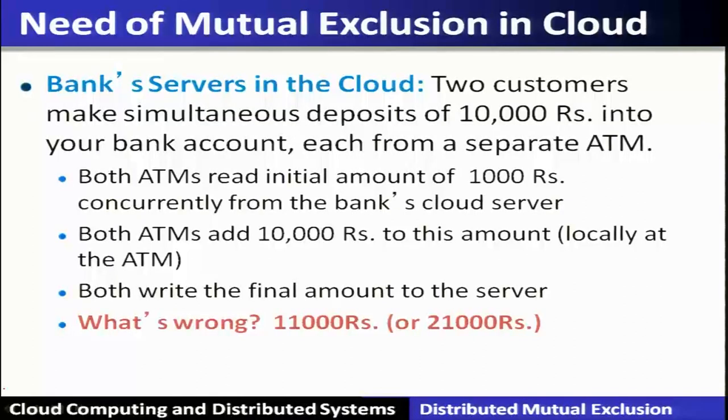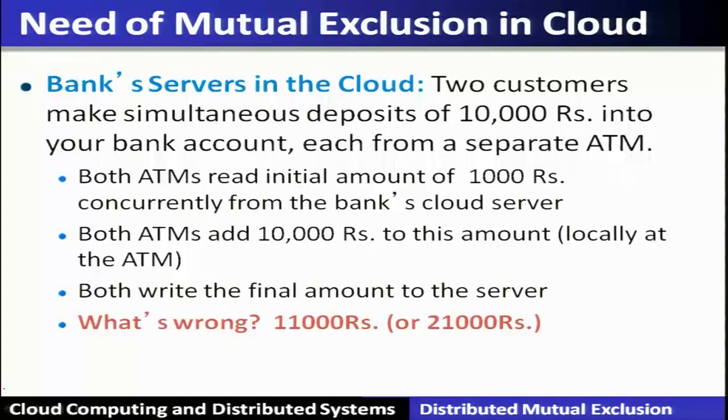The need of mutual exclusion in the cloud, let us see through an example, that is the bank server in the cloud. Let us consider two customers who make simultaneous deposits of 10,000 rupees into your bank account, each from separate ATMs. Both ATMs read the initial value of the amount, let us say 1,000, concurrently from the bank's cloud server. So both customers will now read the value 1,000. Second step, both ATMs will add 10,000 to this amount locally, and then they both write the final amount to the server.